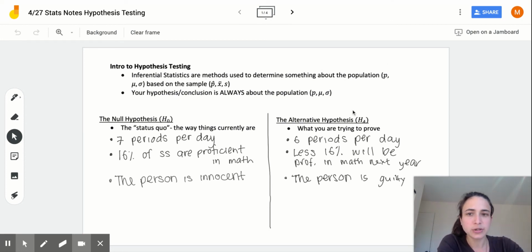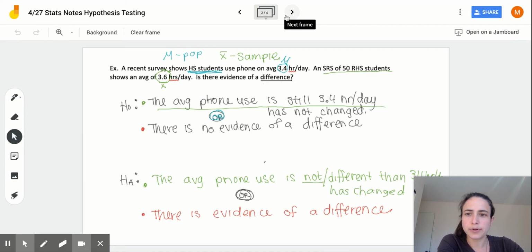All right, so we're going to look at a couple examples. The first example says a recent survey shows high school students use their phone on average 3.4 hours per day. An SRS of 50 RHS students shows an average of 3.6 hours per day. Is there evidence of a difference? Okay, one thing you need to know is, first of all, this is an x-bar / mean problem because it's talking about the average.